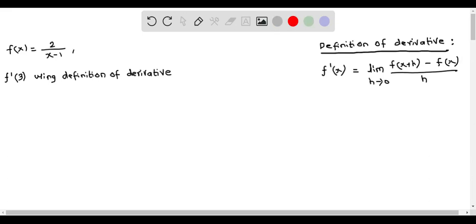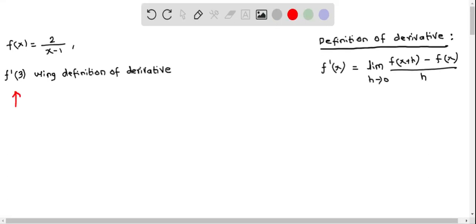We will now evaluate f prime of 3, which is basically the derivative of the function f of x at the point x equal to 3 using the definition of derivative. So here I have given the definition of derivative, which says that if you have to find the derivative of a function f of x, which is denoted as f prime of x, this is equal to the limit of f of x plus h minus f of x over h, as h approaches 0.